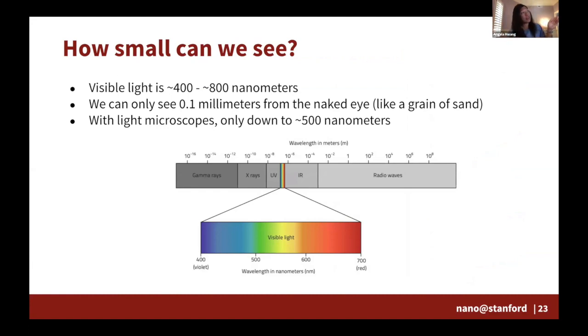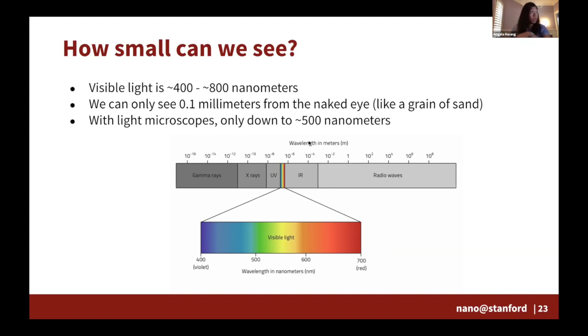So how small can we ourselves see, right? So visible light is around 400 to 800 nanometers. And we can only see about 0.1 millimeters to the naked eye, and that's usually the approximate size of a period on a piece of paper or a grain of sand. And then with your light microscopes, so typically in your classrooms, maybe you have a light microscope, you can generally see down to about 500 nanometers. And then this is just a reminder of what sizes we're talking about. So visible light is around 400. This is 700. It's usually 750, but kind of a scale.